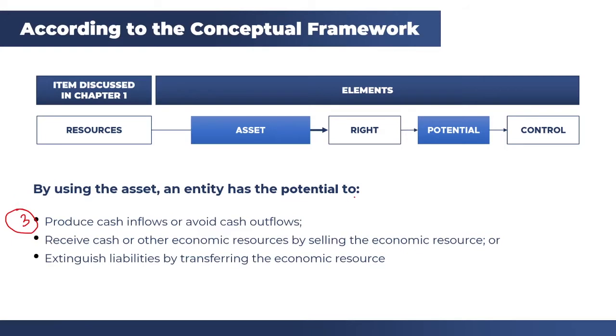For example, this one can be done indirectly through the property, plant, and equipment. If your PPEs or property, plant, and equipment are used to produce inventories that you're selling, you're actually indirectly producing cash flows from the asset. So it doesn't have to always be direct.